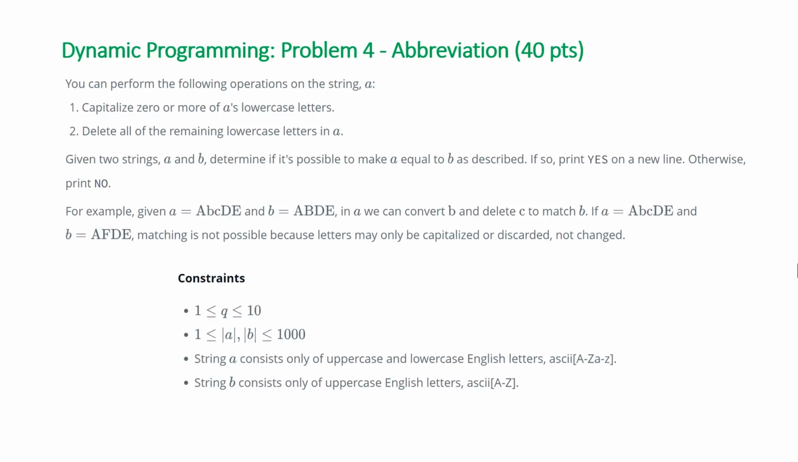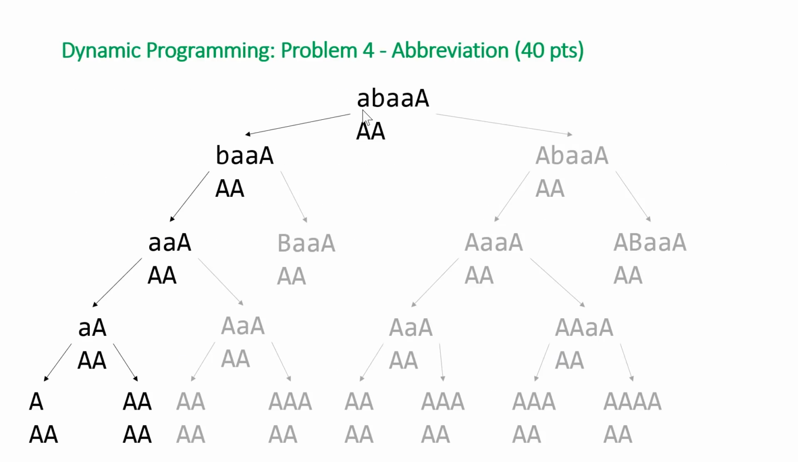So in the previous video, I showed an example where string A was lowercase a, b, a, a, and then uppercase A, and string B was two capital A's. And the solution involved recursion and memoization. So you can see the recursive calls here.